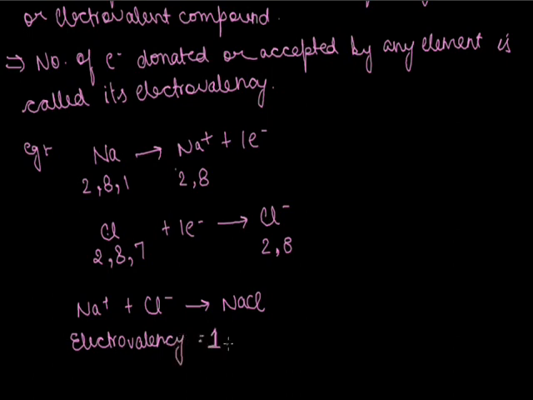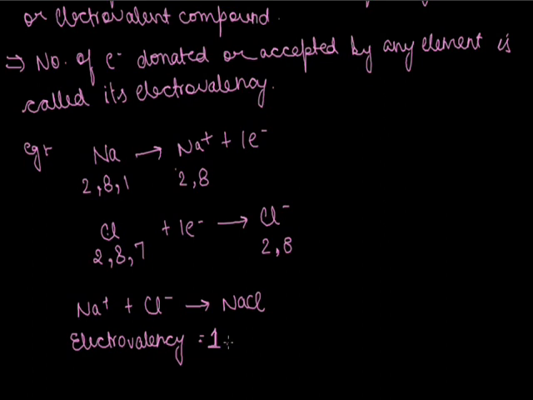Electrovalency of both sodium and chlorine atoms is 1. For the formation of an ionic bond, it is necessary that the ionization energy of the electropositive element should be less and the electron affinity of the electronegative element should be high.